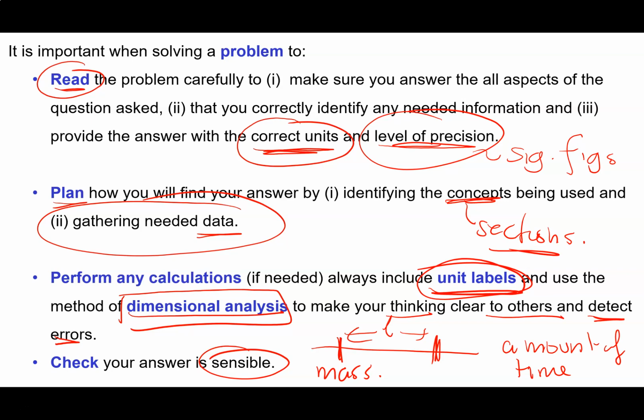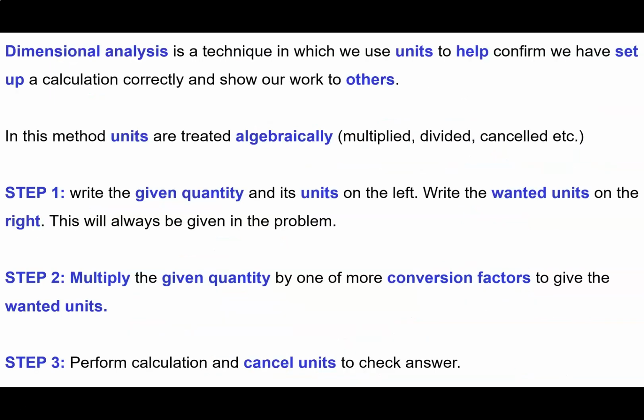So when you get to the end, you always check that your answer is sensible. It's not just some dumb answer. And if you do see that it's a dumb answer, then you can go back, and if you've done dimensional analysis, you should be able to pick up your error pretty simply.